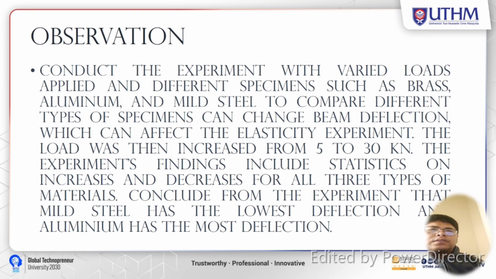Then we talk about observation. This experiment is conducted with varied load applied and different specimens such as brass, aluminium, and mild steel. Comparing different types of specimen shows that they change beam deflection, which can affect the elasticity. The load was increased from 5 to 30 kN. The experiment findings include the statistics on increase and decrease for all three types of material. We conclude from this experiment that mild steel has the lowest deflection and aluminium has the highest.